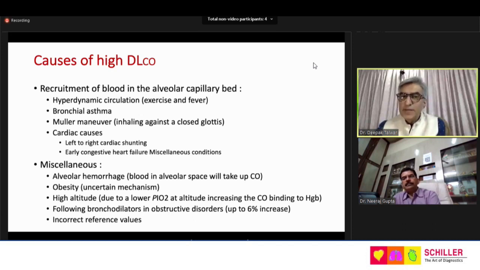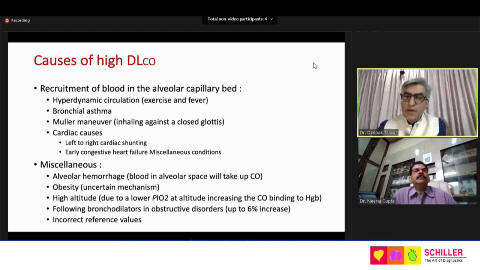So hyperdynamic circulation like exercise and fever will increase diffusion capacity, and very importantly, bronchial asthma. In fact, bronchial asthma, particularly after an acute attack, will show you an increase in the diffusion capacity. Even after the acute attack of asthma is resolved, you can still find for the next 2 weeks that the diffusion capacity remains high. This is because there is a recruitment of blood in the alveolo-capillary bed.